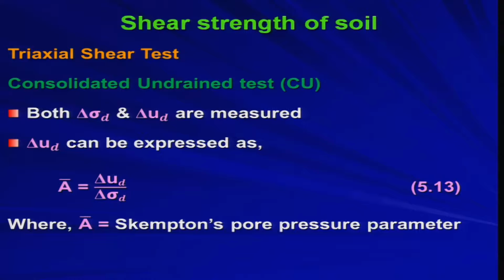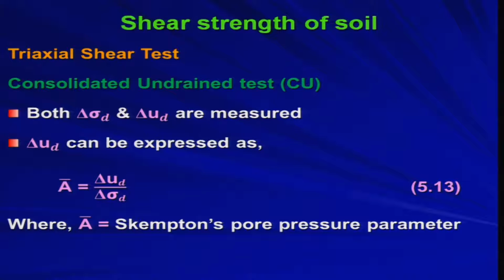Now, once delta ud can be measured, A bar can be expressed as delta ud divided by delta sigma d. So, that is the ratio between delta ud and delta sigma d.